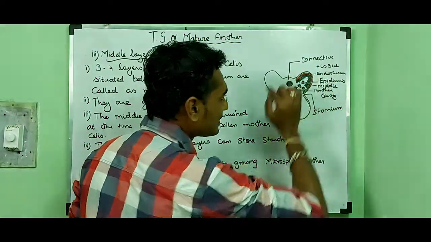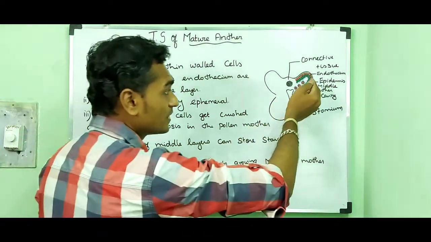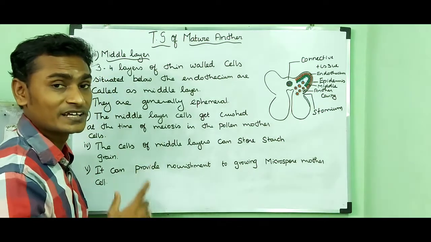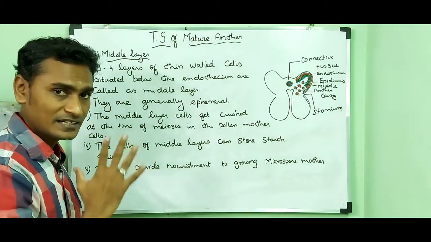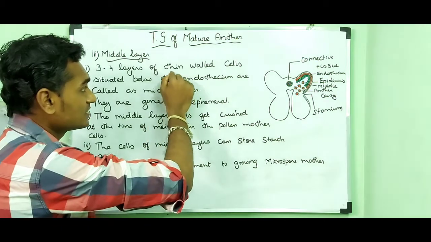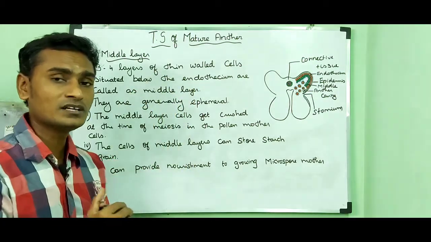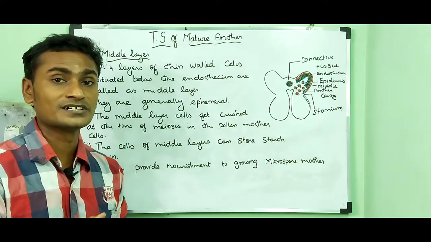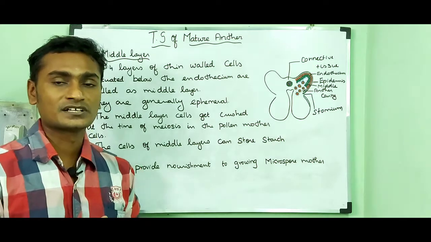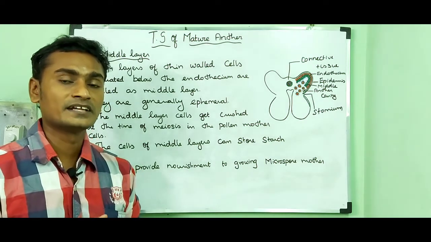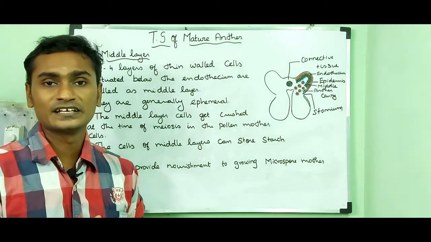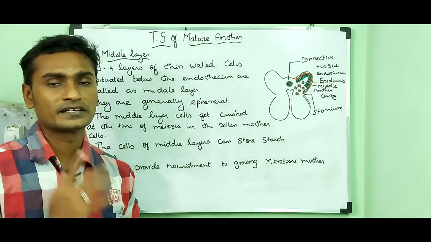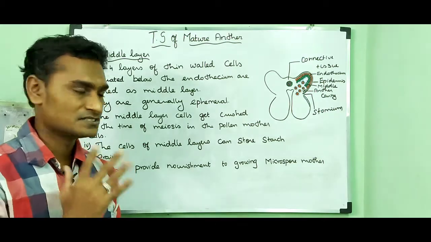Can you see this red color? That layer is the endothelium. Below the endothelium you can see a green color layer, and it possesses three to four layers of cells. That layer is called the middle layer. Here they have mentioned it contains thin walled cells. So the middle layer is thin because it contains parenchymatous cells, and they are living in nature. The middle layer is living and thin, because it is made up of parenchyma cells.